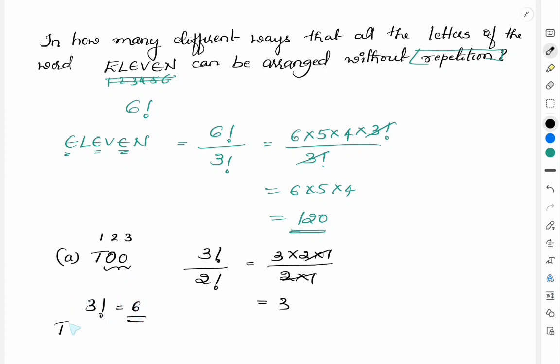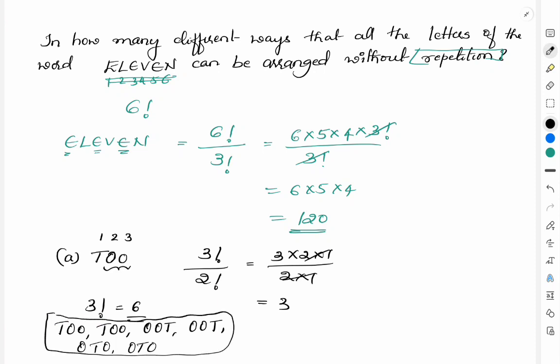So the different arrangements we have are TOO, TOO, OOT, OOT, OTO and OTO. These are the 6 different arrangements that we can write for the letters of TOO, where the 2 O's are treated as different. And if they ask it without repetition, we consider TOO as one arrangement, OOT as one arrangement and OTO as one arrangement, which is only 3 without repeating the words.